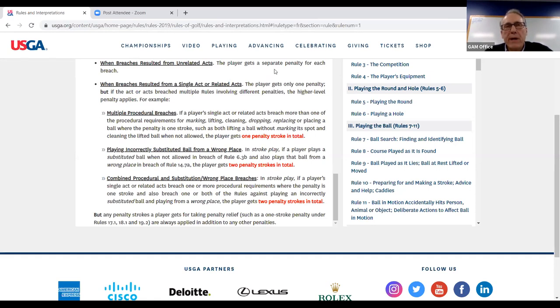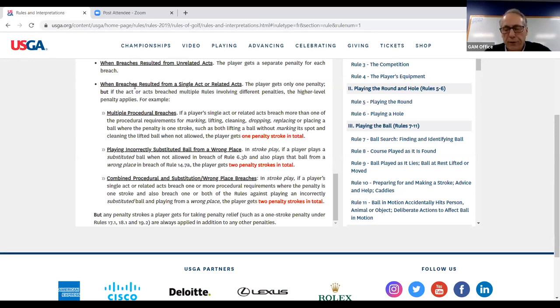I mean, an argument could be made that that's two separate acts, that he should get two separate penalties. I would argue for that. However, if a player is in a bunker and he's taking multiple practice swings, it's just one intervening action. He could take three or four practice swings touching the sand. That's probably going to be just one penalty, two penalty strokes for multiple breaches from a related act, you're going to get one penalty.